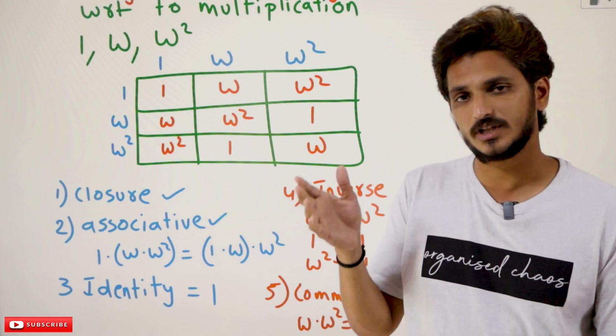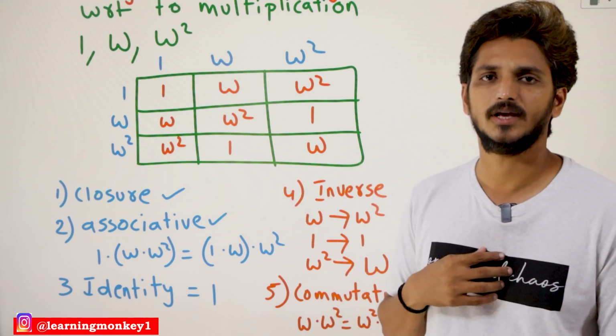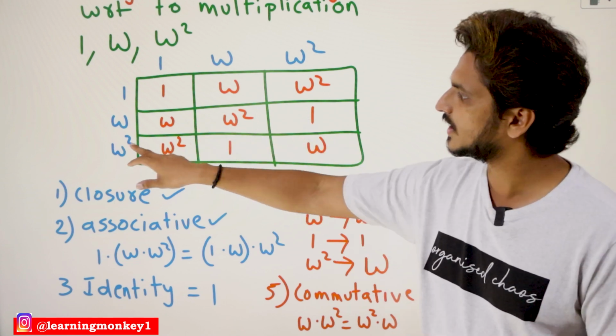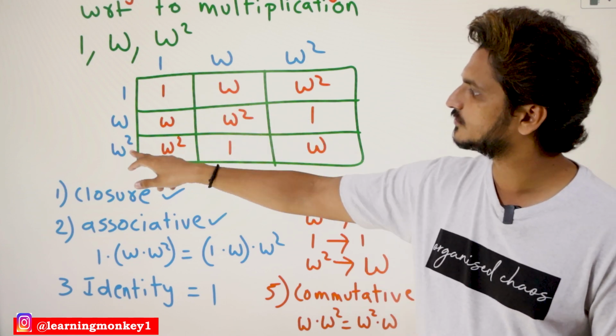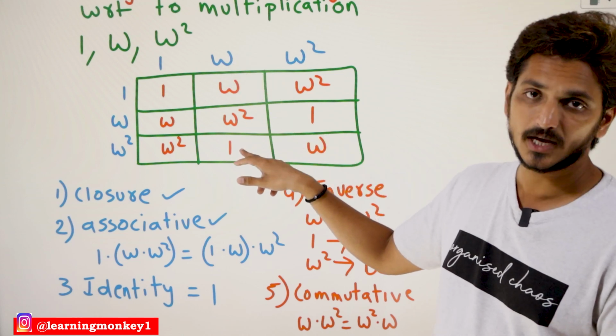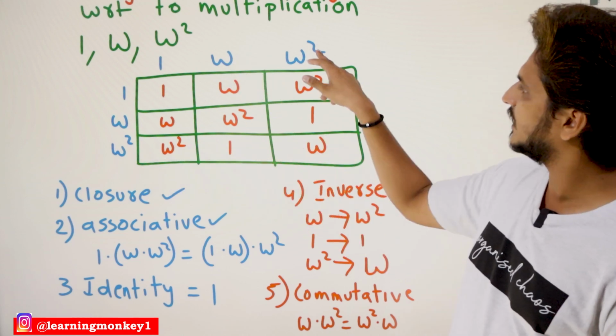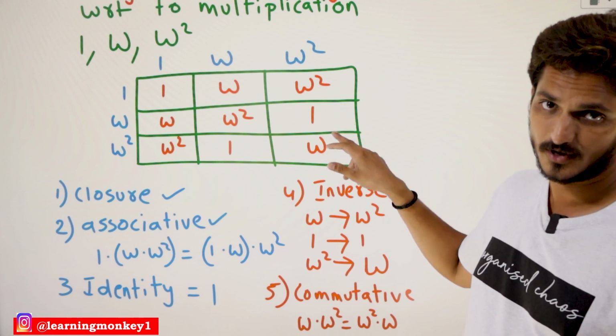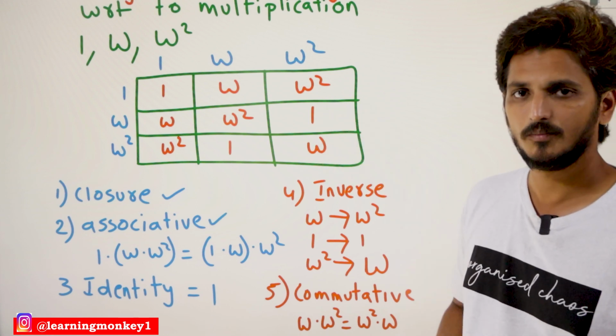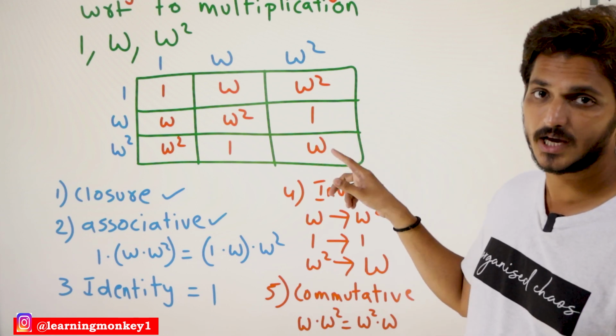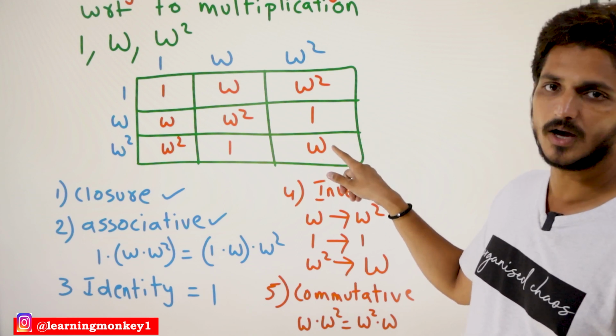This is the basic from the cube roots of unity. Omega cube means 1. Similarly, omega square multiplied by 1 is omega square. Omega square multiplied by omega, omega cube means 1. Omega square multiplied by omega square, omega power 4 means omega cube multiplied by omega. Omega cube means 1, and 1 multiplied by omega is omega.